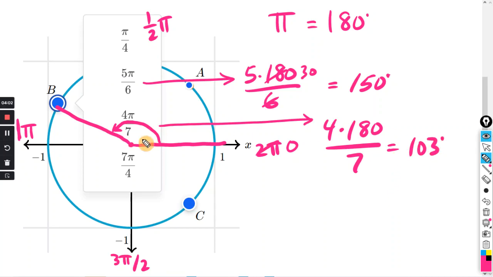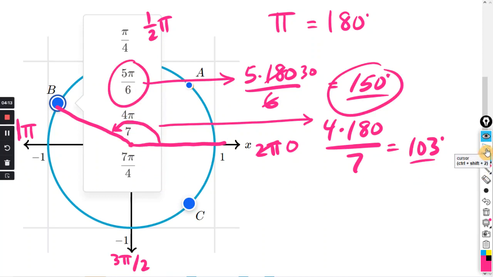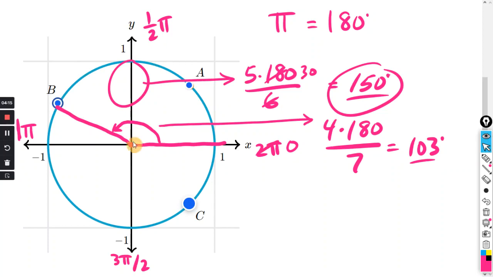Looking at this angle between 150 and 103, I think it's going to be 150, which makes it the 5 pi over 6. So I am going to check that one. If you'll notice, for the 150, this angle here would be 180 minus 150, about 30 degrees. So yeah, I would estimate that it's the 150, which was 5 pi over 6. So once in a while, you're going to have to convert them.